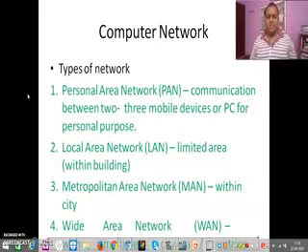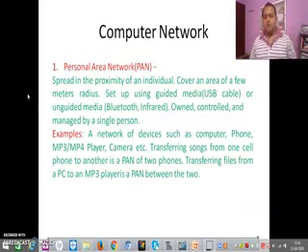Now, personal area network means communication between 2 to 3 devices, like your hotspot. Now, I am using a hotspot. If I enable my Wi-Fi hotspot, then others are also able to access my network and run the internet over there. So now we are going to discuss their advantages, their disadvantages, and how we can use them. First, we will discuss the personal area network. Personal area network is in short known as PAN.